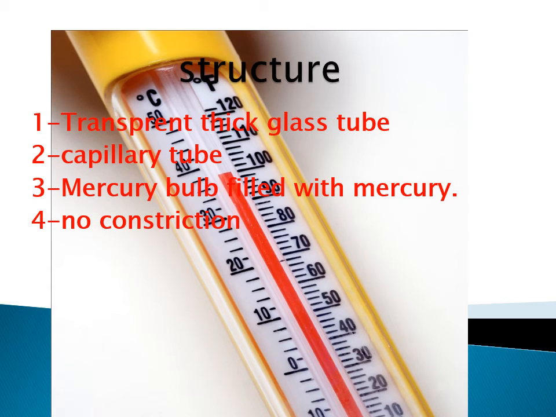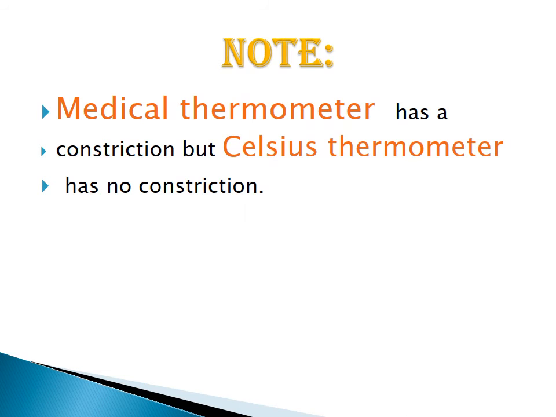So the difference between the Celsius thermometer and the medical thermometer is that the medical one contains a constriction, but the Celsius has no constriction inside the capillary tube. So it contains a transparent glass tube, a capillary tube, and a mercury bulb filled with mercury only. Note: the medical thermometer has a constriction, but the Celsius thermometer has no constriction.